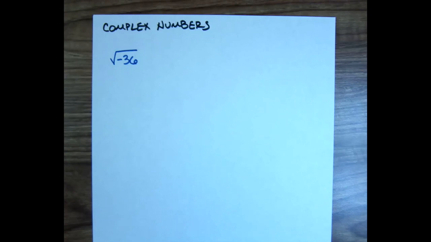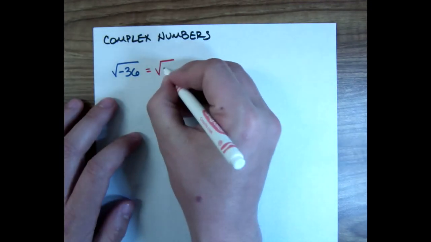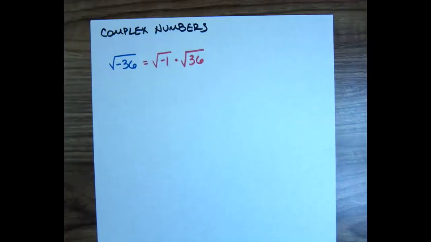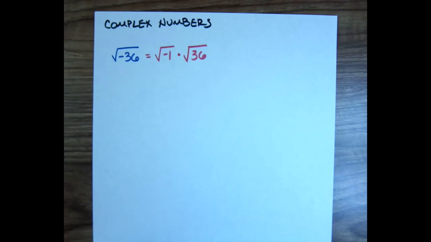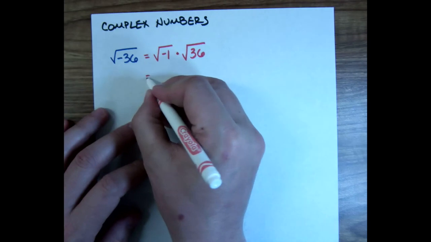So what we're going to do is split this square root apart, kind of like we do whenever we're trying to take the square root of a really big number and we split it into a perfect square and the rest. We're going to do something similar, except we're going to separate the number 36 from the negative. The reason is that although I cannot find the square root of -1 for like 30 more seconds, I can find the square root of 36, which is 6.